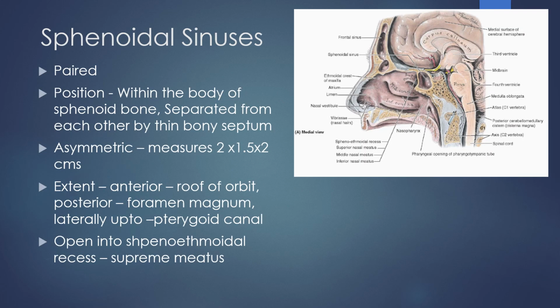Sphenoid sinuses are also paired, lie within the body of the sphenoid and are separated from each other by a thin septum. They are asymmetric, measuring 2 by 1.5 by 2 centimeters. The extent is anteriorly up to the roof of the orbit, posteriorly up to the foramen magnum and laterally up to the pterygoid canal. So here this is the sphenoid air sinus within the sphenoid bone. Sphenoid sinuses open into the supreme meatus through the sphenoethmoidal recess.